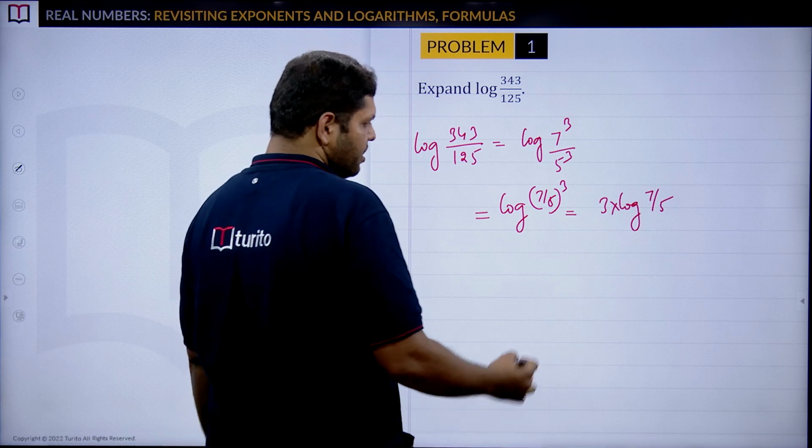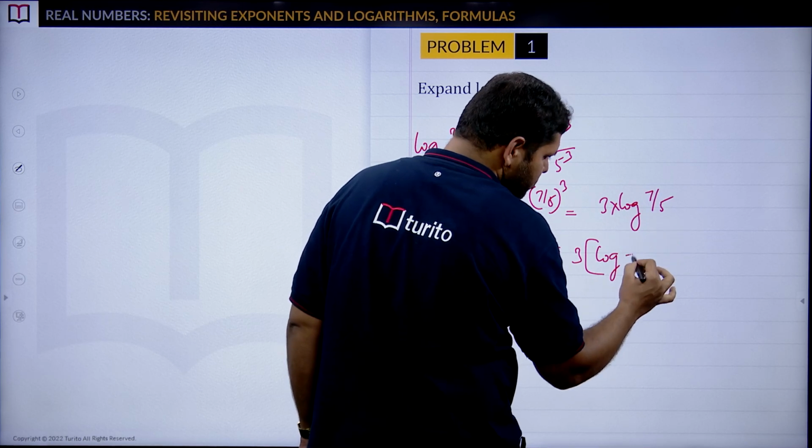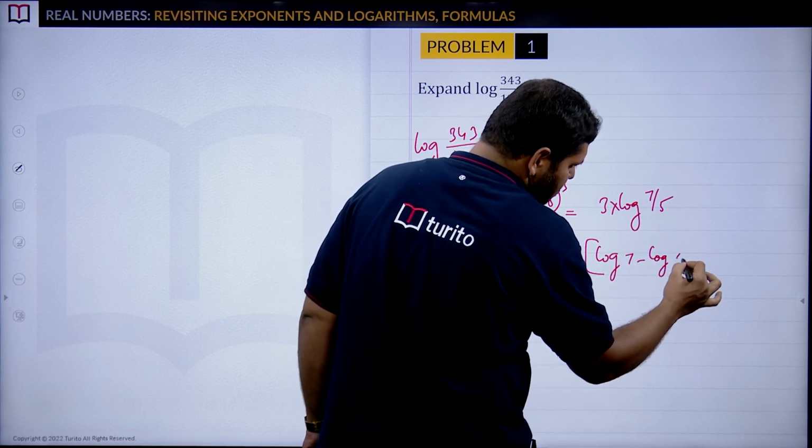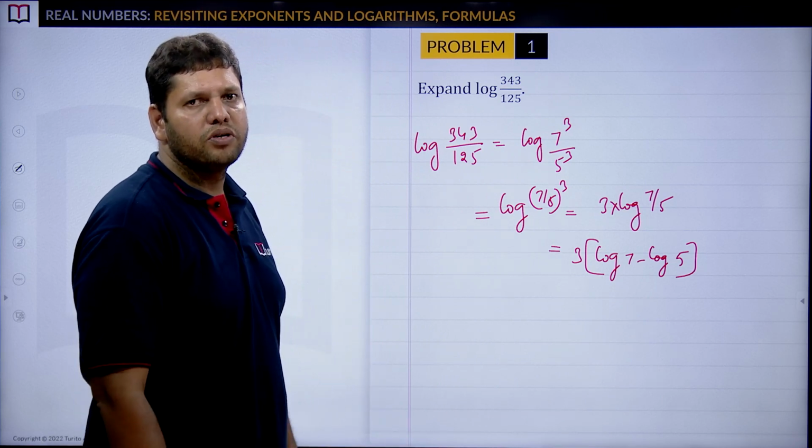Children, it is under division. Division means what we can do? We can apply the quotient law. So log of 7 by 5 is equal to log 7 minus log 5. Clear, children? Any doubts up to here?